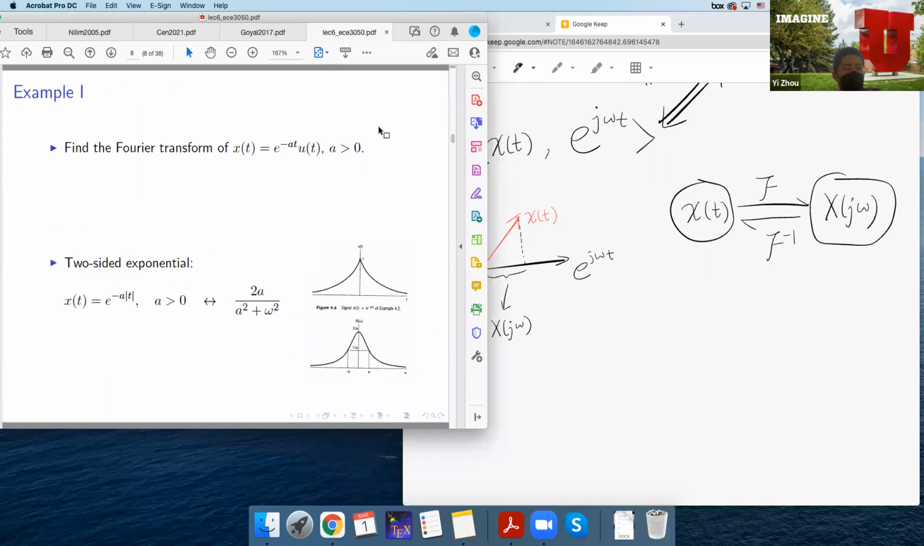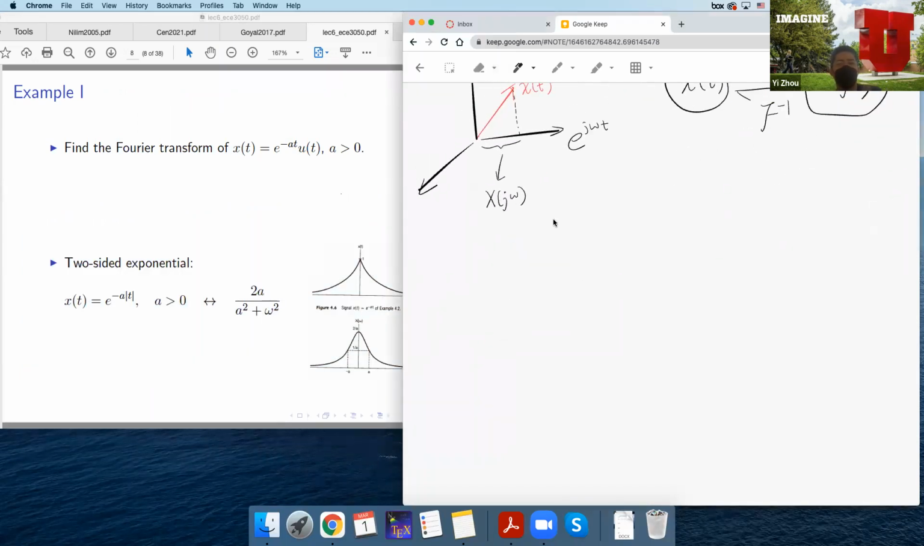Yeah, so next we will go over some of these examples and calculate their Fourier transform by hand. The first one I will leave as an exercise for you. You can do it at home. So let's look at the second one, this two-sided exponential signal.